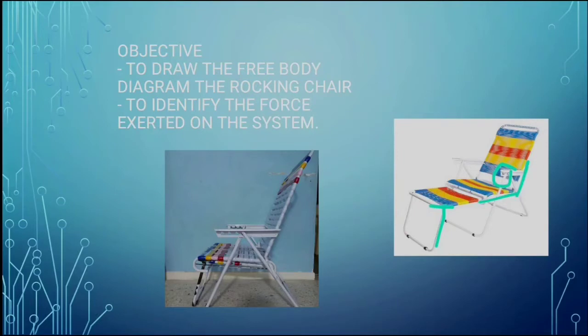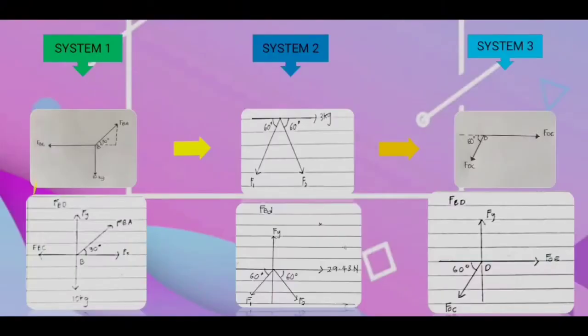First of all, we would like to share the actual rocking chair. The objective, first, is to draw the free body diagram of the rocking chair. Second, to identify the force exerted on the system. Next, we provide the free body diagram and calculation. There are 3 types of system that we find.